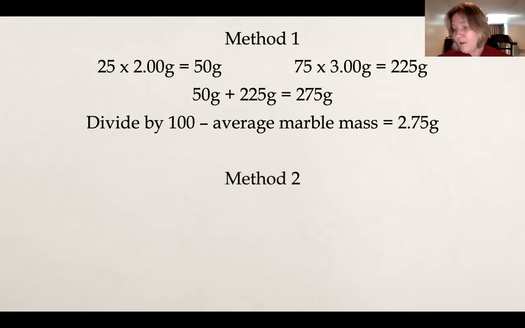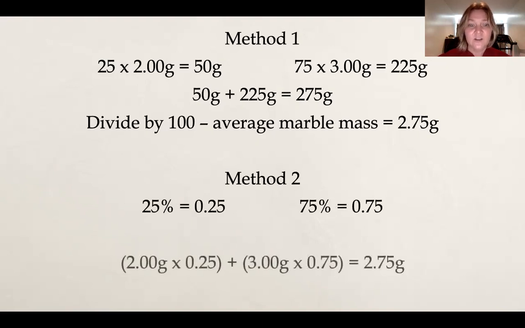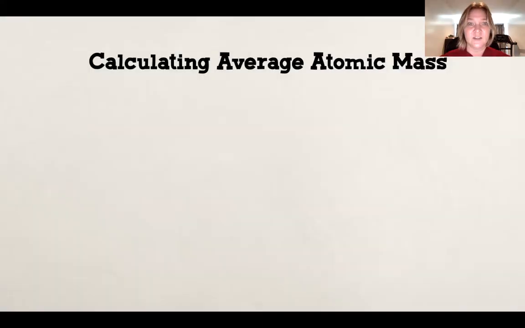The method I prefer, which just makes it easier for me, is to change the percent into a decimal. So you've got 2 grams times 0.25 plus 3 grams times 0.75 equals 2.75. Those are 2 different methods, depending on whichever way you're comfortable with getting the averages of the mass of substances.